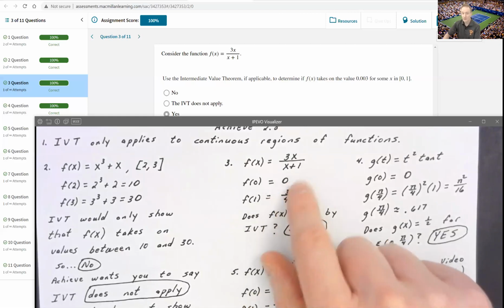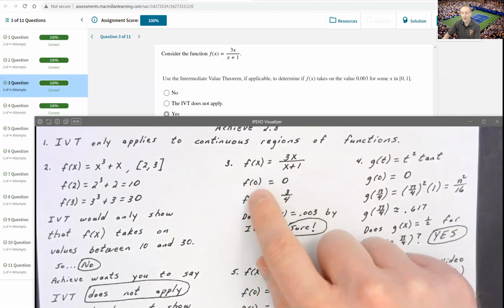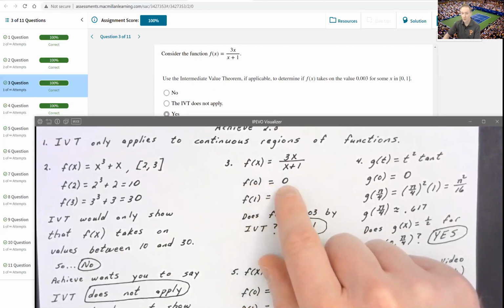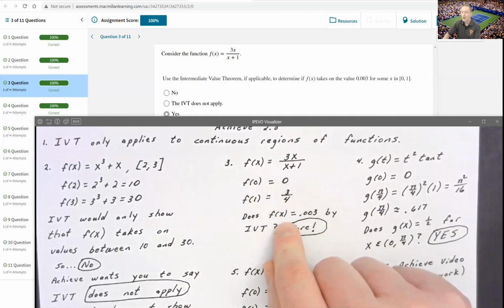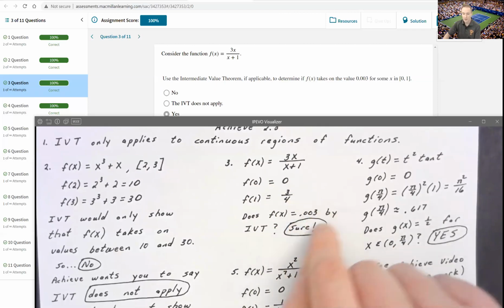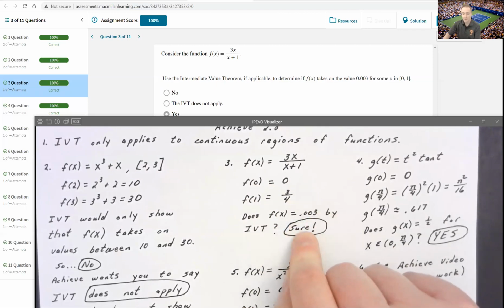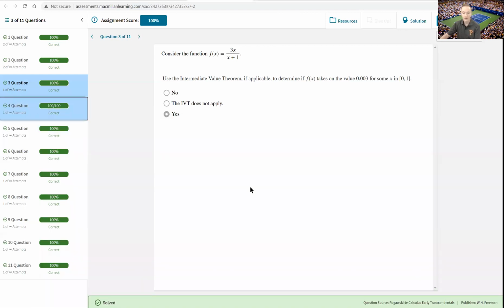But either way, whether we call that 3 over 4 or 3 over 2, yeah, the intermediate value theorem applies because one of the x values has a y value lower than what we need. One of the x values has a y value higher than what we need. So by the intermediate value theorem, there exists some x in between 0 and 1 such that f of x is equal to 0.003 due to the continuity of the curve. So we say, does the intermediate value theorem apply? You bet it does.